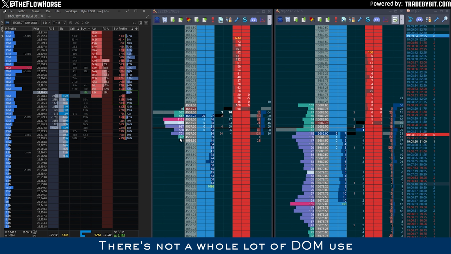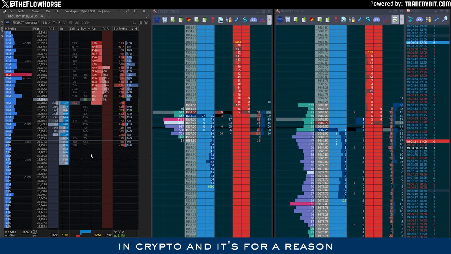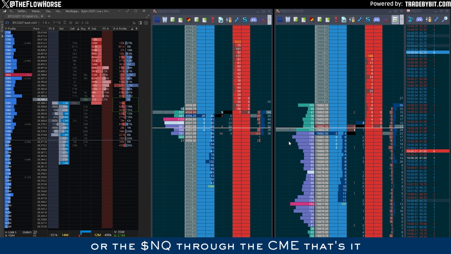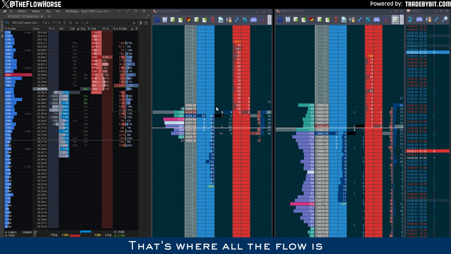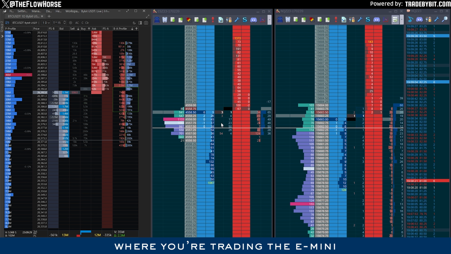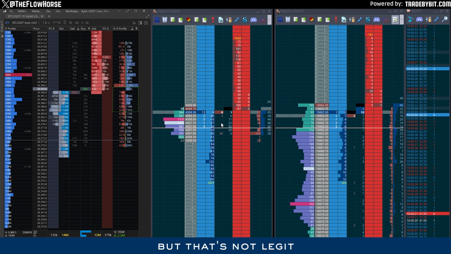There's not a whole lot of DOM use in crypto, and this is for a reason. If you're looking at these DOMs right here, you're trading the ES or the NQ through the CME. That's it. What you see is what you get, right? That's where all the flow is, okay? For the E-mini, there's not 10 different exchanges where you're trading the E-mini, unless you're using some garbage CFD platform, but that's not legit, okay?